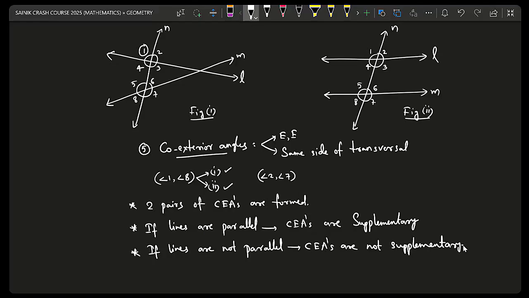First, let us discuss the properties for parallel lines. If the lines are parallel, what can you say about corresponding angles? Equal. Alternate interior angles? Equal. Alternate exterior angles? Equal. Co-interior angles? Supplementary. Co-exterior angles? Supplementary. And what if the lines are not parallel? If the lines are not parallel, corresponding angles are not equal, alternate interior angles are not equal, alternate exterior angles are not equal, co-interior angles are not supplementary, co-exterior angles are also not supplementary. So these are all the properties we discussed today.